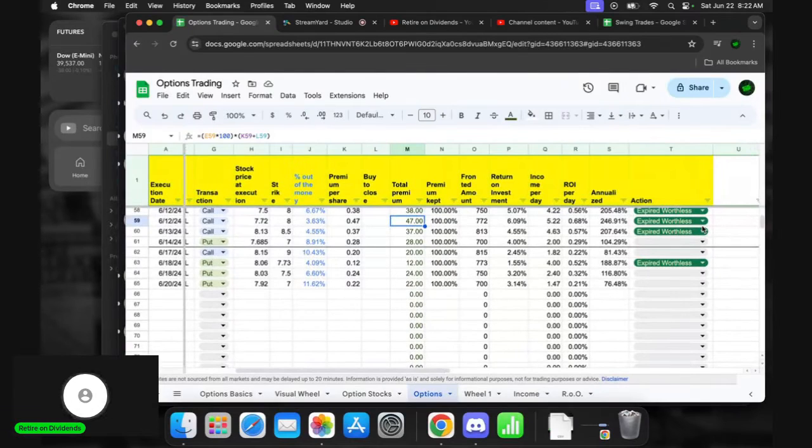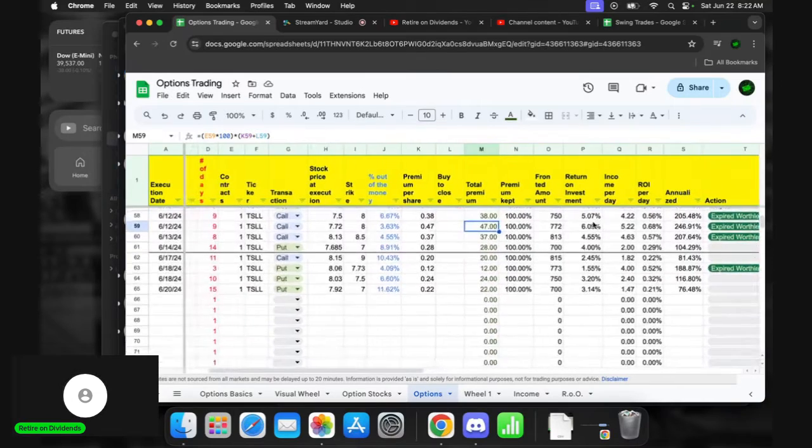And guess what? I could sell calls. If this stays at 797 on the open Monday, I am selling calls. Probably one a day, but still, it's awesome. But again, action, expired, worthless, both of them.